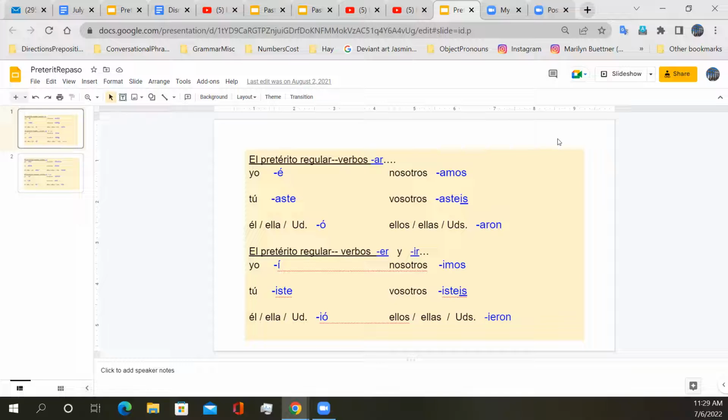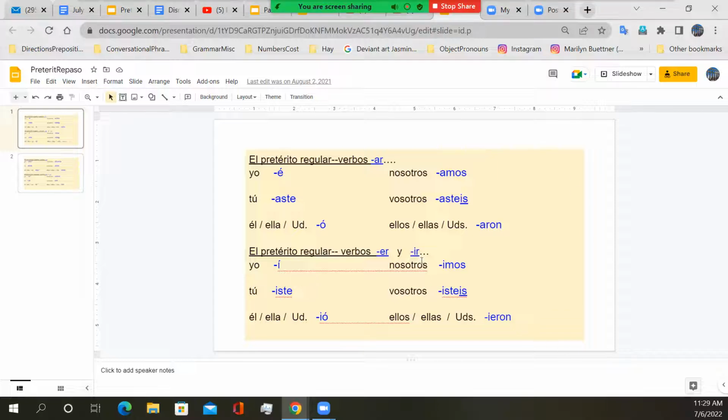Amos, the same thing that you use for presente. So yay, you don't learn anything new for nosotros. And then ellos, ellas, ustedes gets the aron ending. Okay. Cocinaron, they cooked. Caminaron, they walked. Hablaron, they spoke. They talked. That's the regular AR verbs for preterito, the event-oriented past.